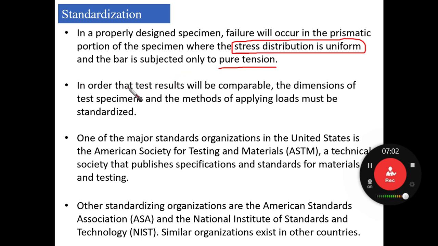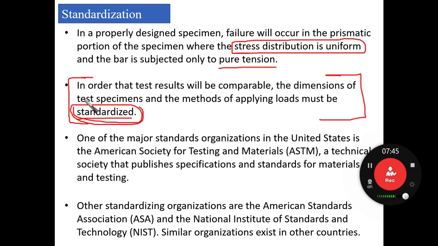In order that test results will be comparable, the dimensions of test specimens and the methods of applying loads must be standardized. That's very true, because if you are in a country and you want to know whether this concrete is meeting the specifications or not, or whether the structural steel that you are using is meeting the specifications, we need a standardization for the whole process, the specimen dimensions, and at the same time a benchmark method for the standardization.